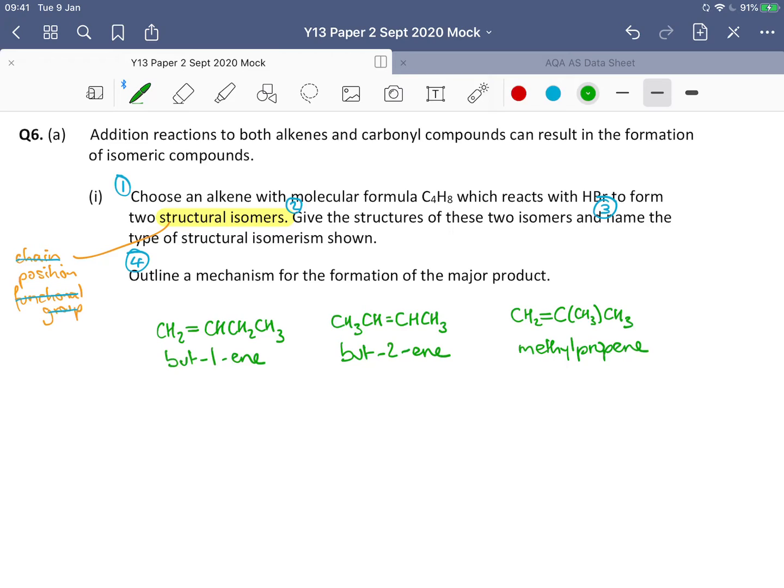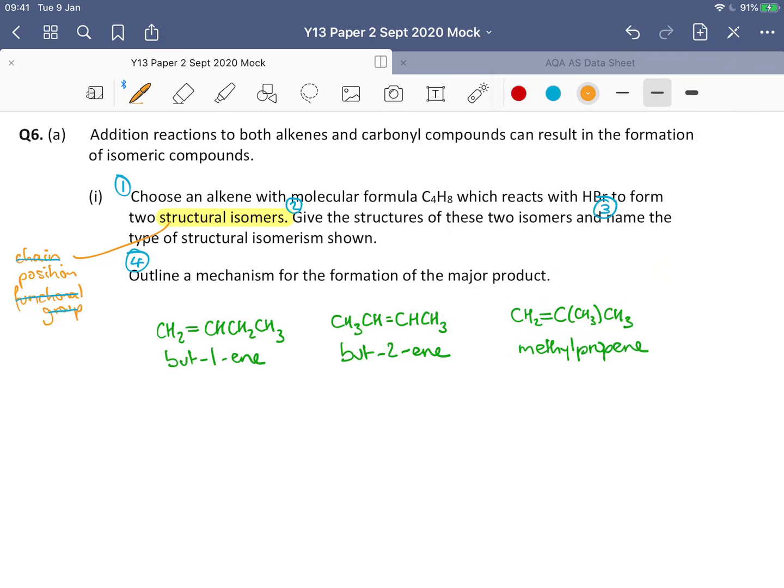So if we think about it, we're adding HBr, so we're forming a halogenoalkane, right? So we're reacting an alkene with hydrogen bromide. We're going to be making a bromoalkane. We've already hopefully worked out it's position isomerism. So it's going to be about the position of the bromine.